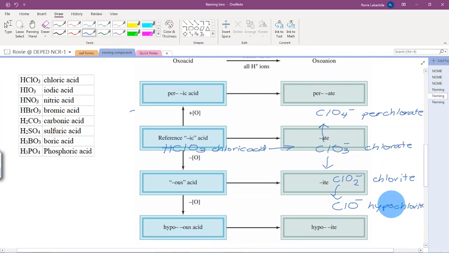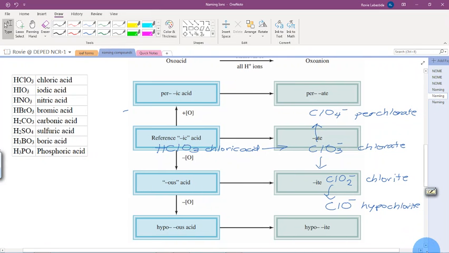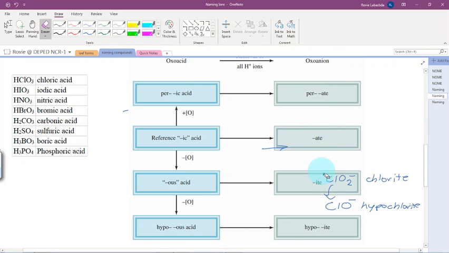Let me just adjust the frame. There you go. Let me erase first what I have written, and let's do the derivation to other ic acids.